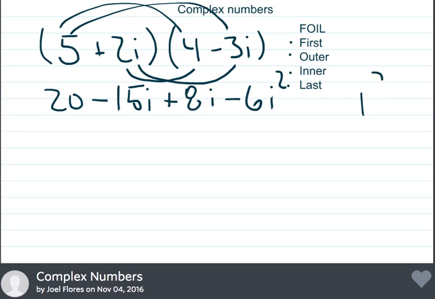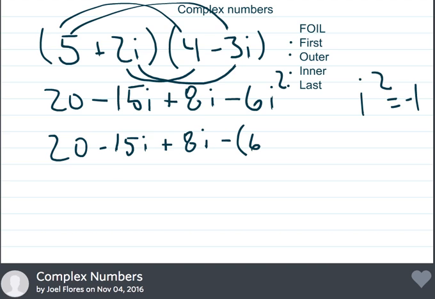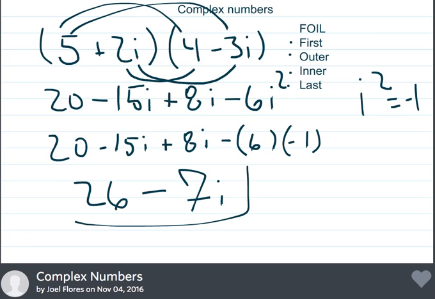So now we know that i squared is equal to -1. So we can rewrite this as 20 minus 15i plus 8i minus 6 times -1. So we'll combine our like terms. So 6 times 1 is a positive 6. There's a positive 20. So it'll be 26. And -15 and a positive 8 will leave us with a minus 7i. And that's how we multiply complex numbers.